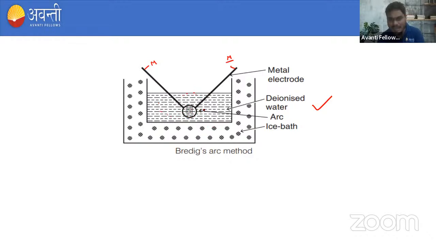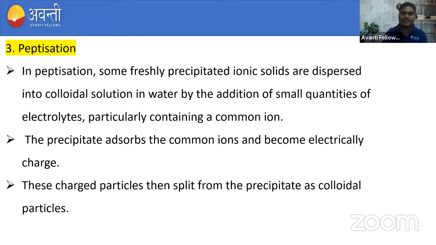This is an arc, and this is the cooling material, the ice bath. The arc will produce very high heat, due to which the metal gets evaporated, and the cool water, kept cool by this ice bath, condenses it. So this is the Bredig's arc method.